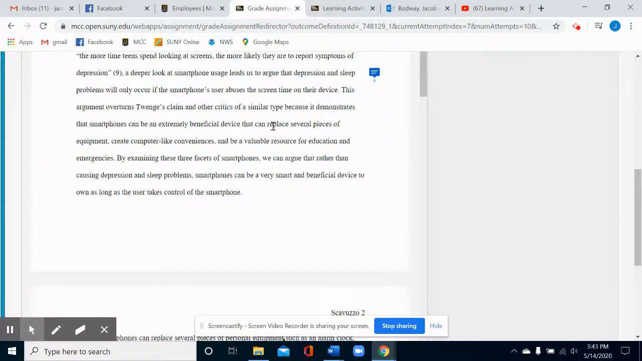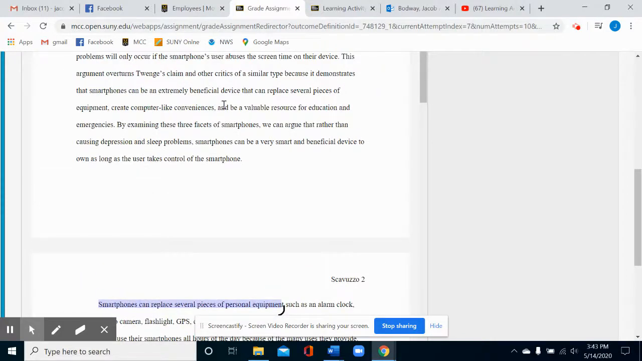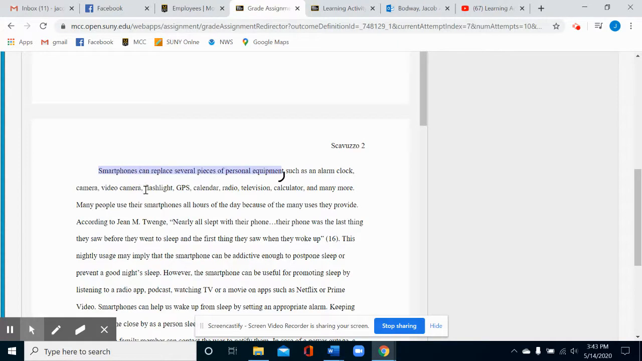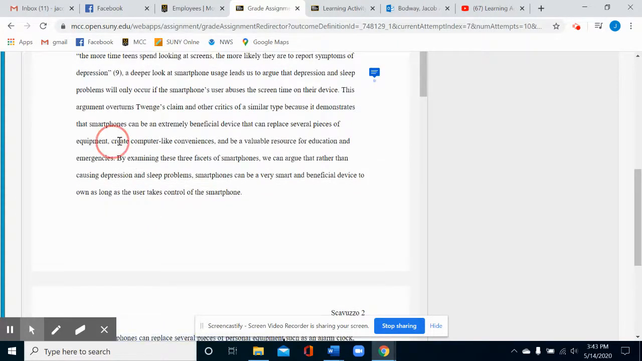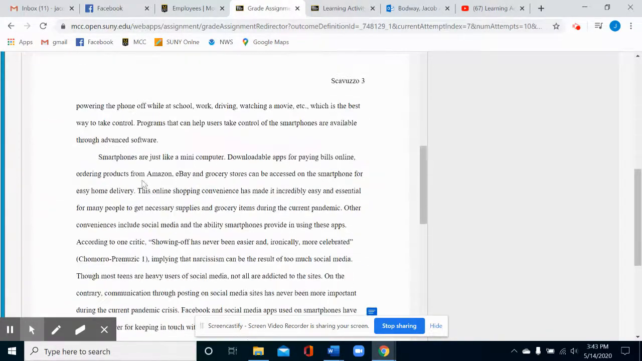Now you can notice in the next paragraph, right? Smartphones replace several pieces of equipment. What's the next paragraph going to be about? Smartphones can replace several pieces of personal equipment. Okay, so you can see how we're beginning here with the roadmap, the steps of the argument, and then we take it up here. Okay, and you just move along. The second part, create computer-like conveniences. Smartphones are just like a mini computer. Okay, that's the third paragraph. So it just moves down, unpacking that first paragraph.